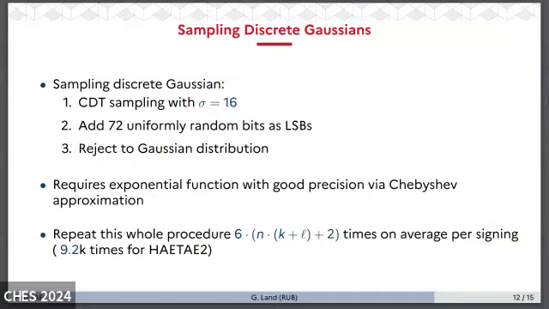But for the rejection, we will have to approximate an exponential function with quite good precision. Luckily, we found a nice solution for this via Chebyshev approximation. And you can see this procedure is highly performance critical because it's repeated. Obviously, for each hyperbole, we need n times k plus l plus 2 Gaussian samples, as I said before, but then the repetition rate kicks in, so it's again multiplied by 6, so on average that's about 9,200 times repeated for HT2 on average.